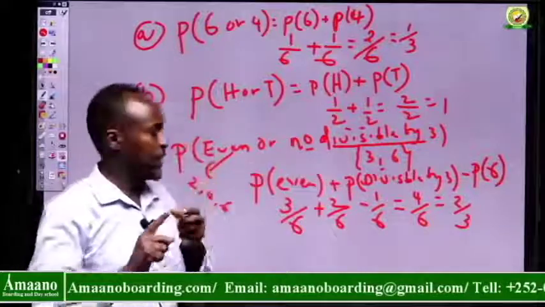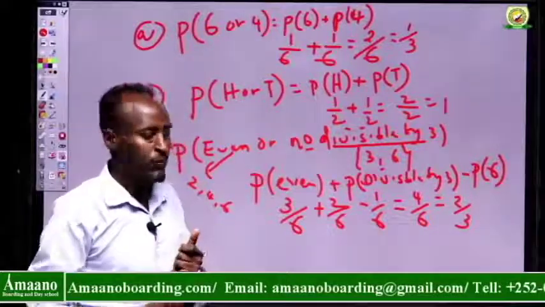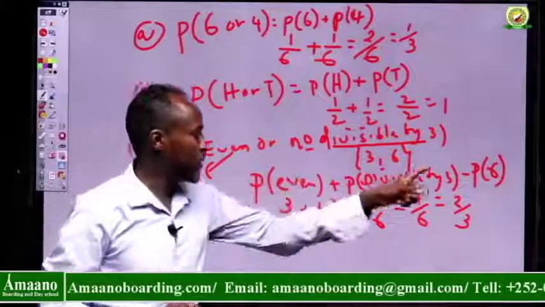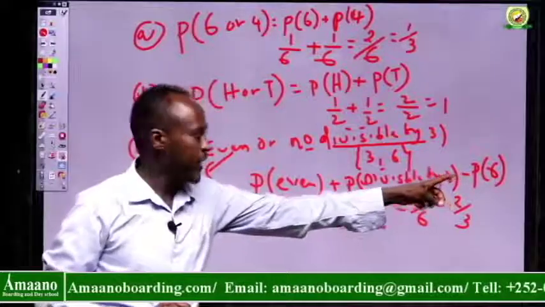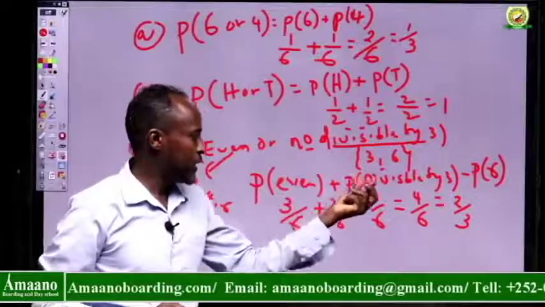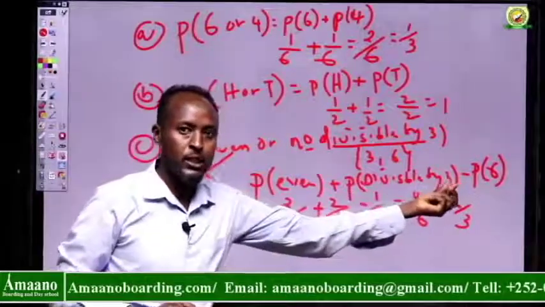Therefore, number C is not mutually exclusive events, because we use the addition rule, but we subtract the intersection elements. That's E1 plus E2 minus E1 intersection E2.